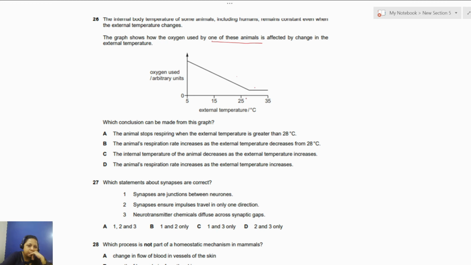Let's say this point is 28, where it's becoming constant. The animals stop respiring? No, it doesn't stop respiring at all. The animal respiration rate increases as the temperature decreases. Yes, it can be said. When the temperature is 5, the rate of respiration increases because the oxygen is used.